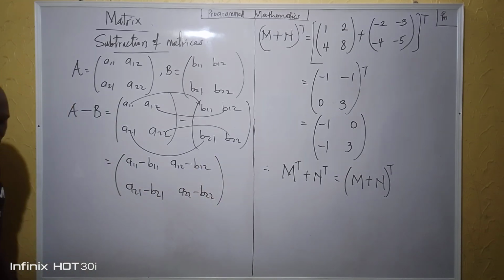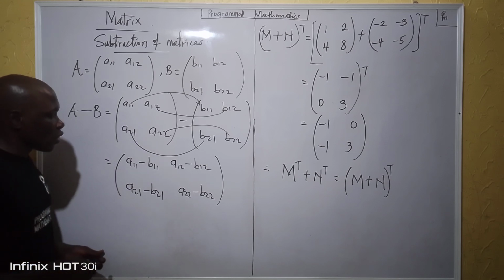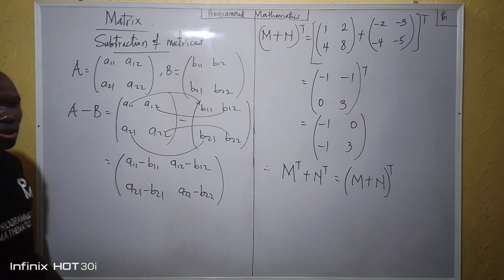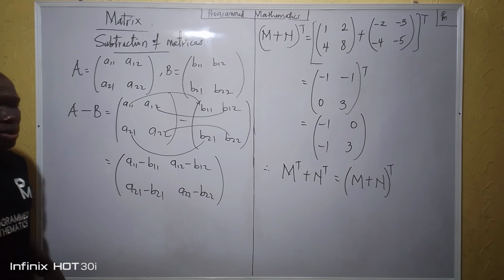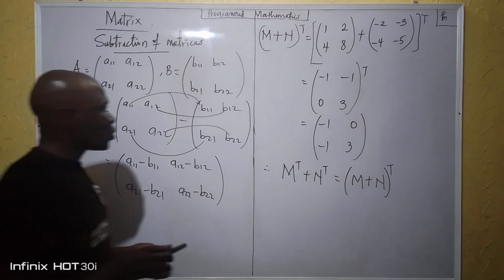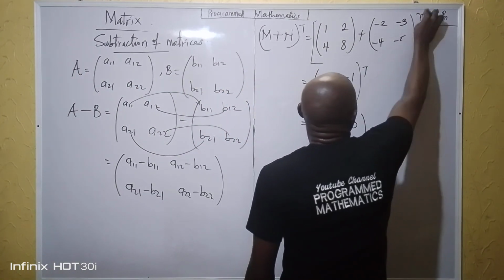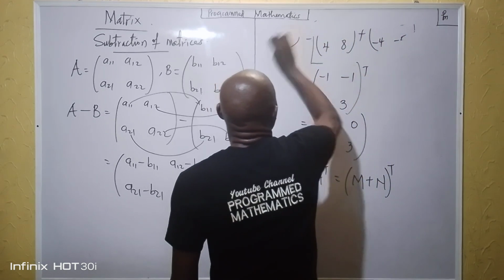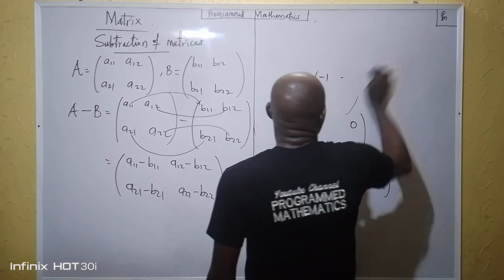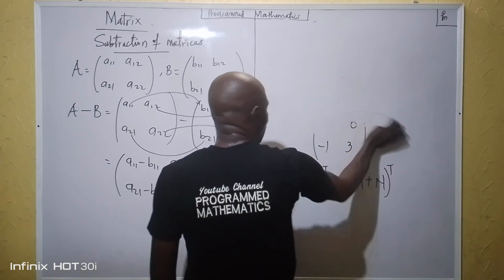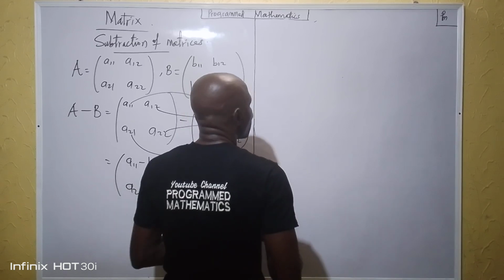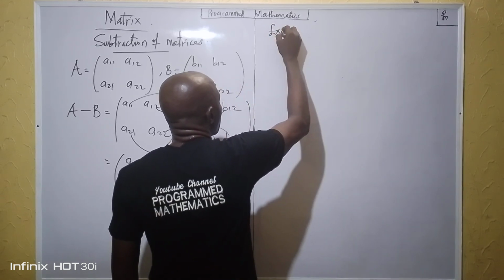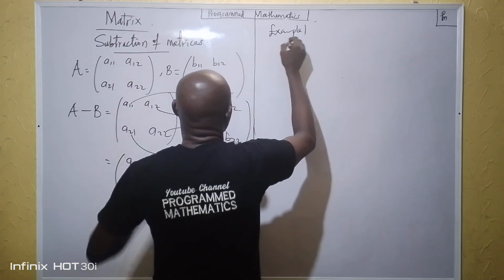So it's not different from addition of matrices, because you can see we subtract the elements according to their location in each matrix. All right, so if that is done, then let's take some examples on the subtraction of matrices. Example 1 on subtraction of matrices.